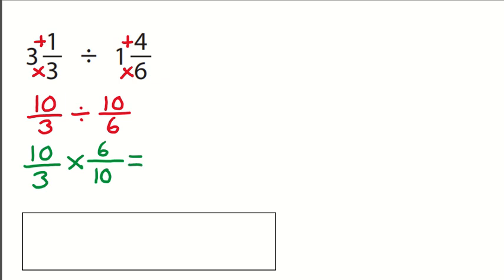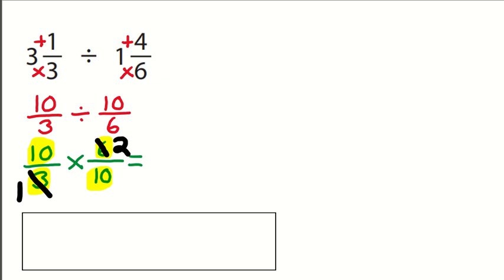Now, let's go ahead and look at our diagonals. What is the biggest number that goes into 3 and 6? We know that 3 is the biggest number. 3 goes into itself once, and 3 goes into 6 2 times. Let's look at our other diagonal.